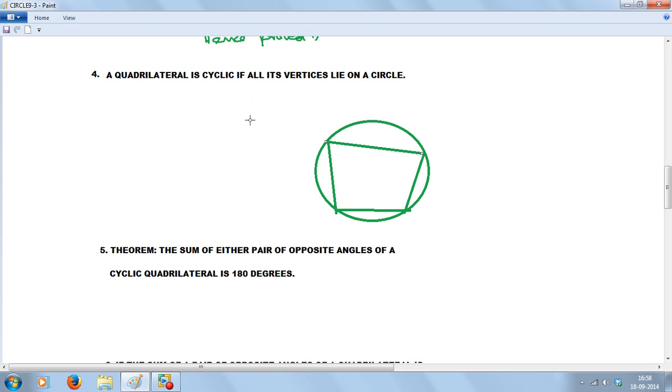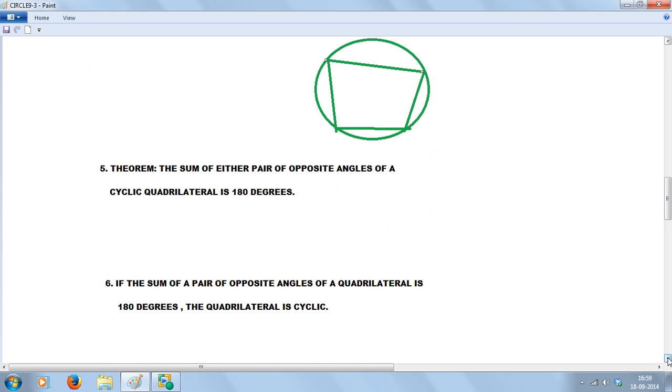So, the next theorem. What the theorem says: the sum of either pair of opposite angles of a cyclic quadrilateral is 180 degrees. First we should know what is a quadrilateral and what is cyclic. Now we know both, so these two properties are combined. Now we will mark this quadrilateral A, B, C, D. The sum of the opposite angles: angle D plus angle B equals 180 degrees, and angle A plus angle C equals 180 degrees.